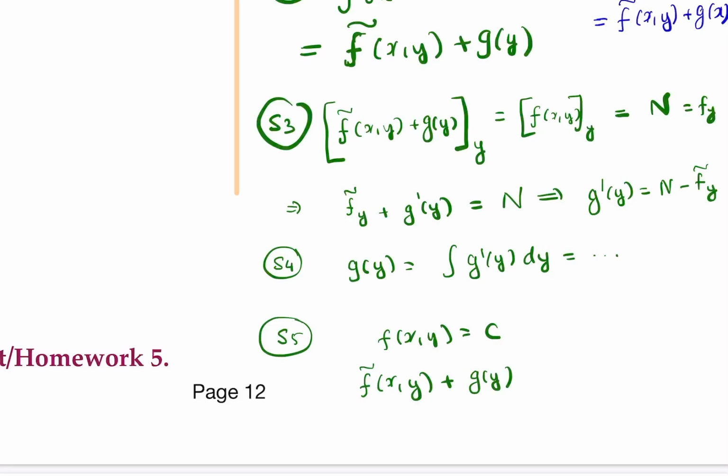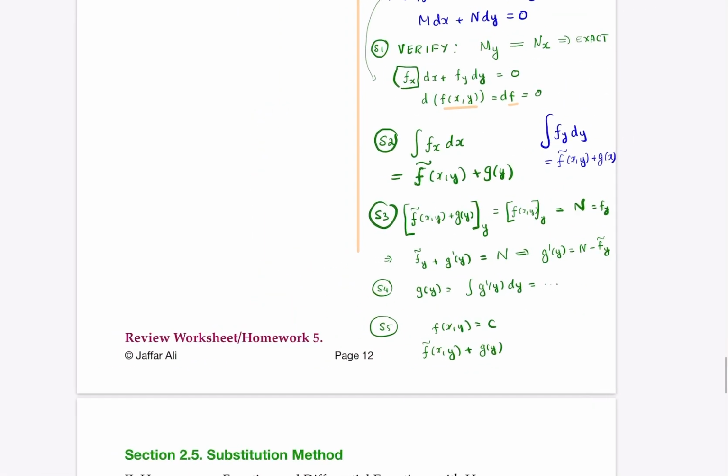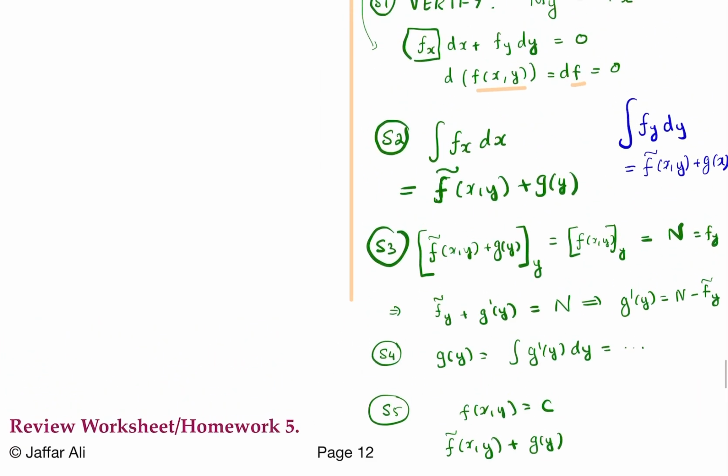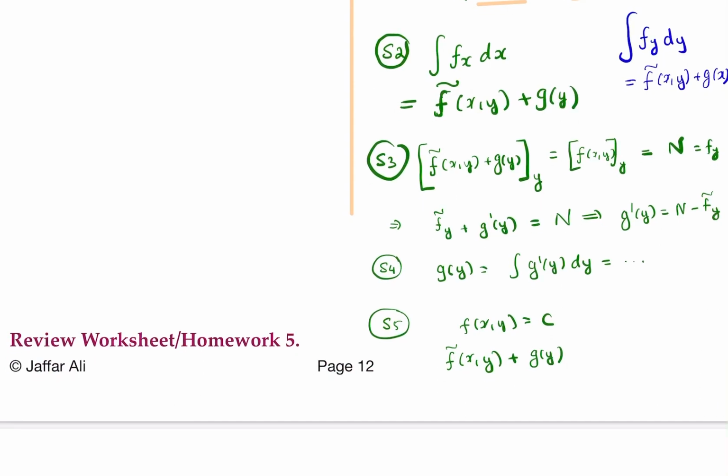So this is your new g of y, right? You just plug it in over here, and this f tilde is the f tilde that you got from here, not from there. I'm sorry, from here, right? That's f tilde, and this is your g of y, and that's how we would solve this exact differential equation.